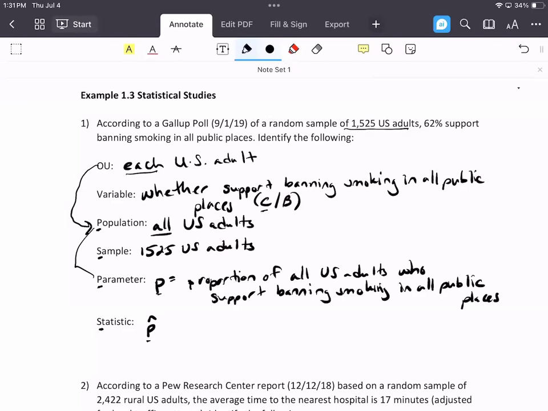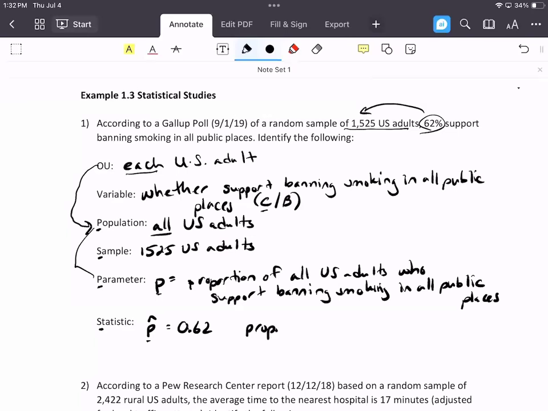Now, the statistic, we actually do have a number. Remember, this 62% was calculated based on what we found in that sample of 1,525 US adults. So the p hat is 0.62. Can we actually, though, still describe it in words? Sure. This is going to be the proportion.